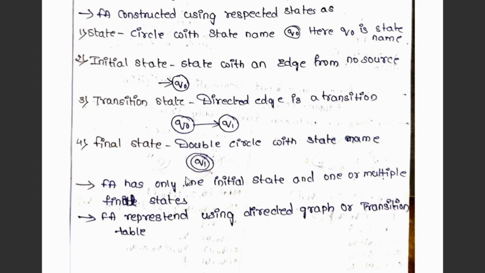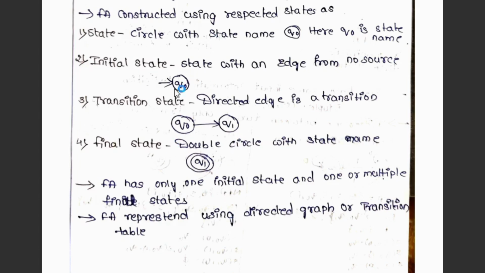Finite automata has only one initial state. It starts from only a single point and has one or more final states. It can have more than one final state, but the initial state will be only one. It should start with only one point, but it can end at multiple points. Finite automata are represented using a directed graph or a transition table. What is a directed graph? What is a transition table? I will be explaining that, don't worry.